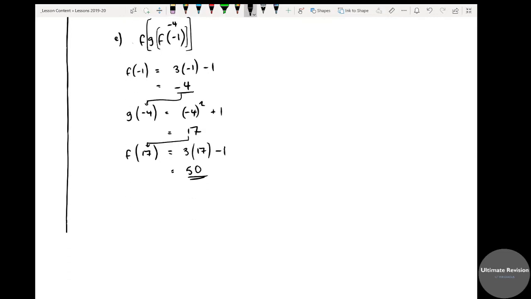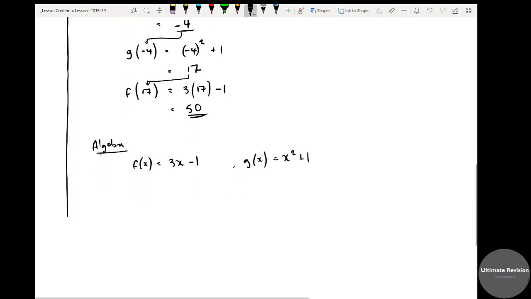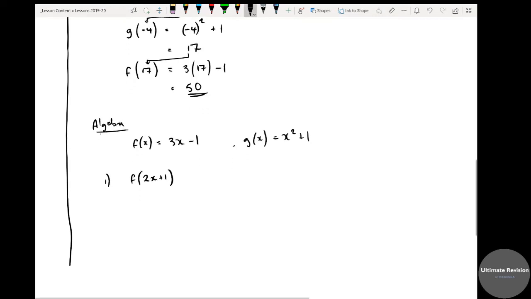Okay, now I'm going to extend that slightly, looking at algebra. I'm just going to rewrite what these were. So f(x) was 3x minus 1 and g(x) equal to x squared plus 1. Okay, so now you might want to do f of, this is a bit of a recap from last lesson, let's say f of 2x plus 1. So how would I work out f of 2x plus 1?